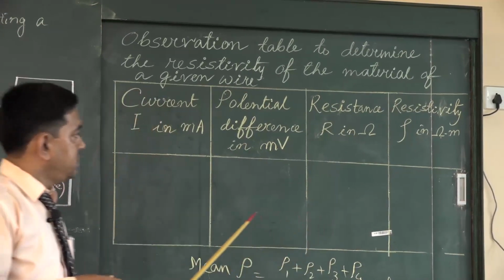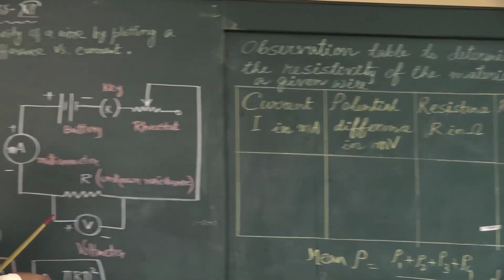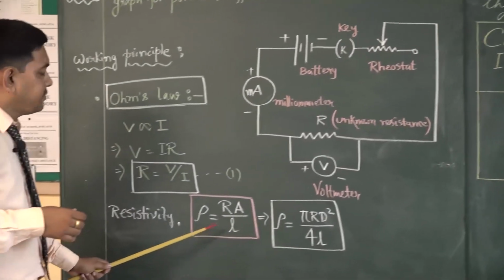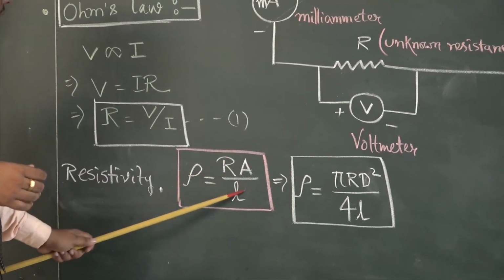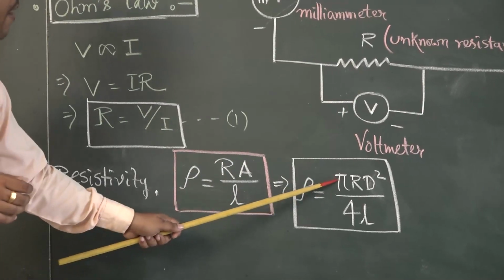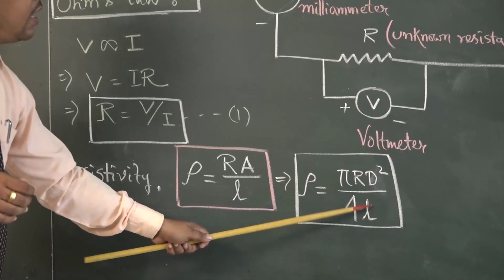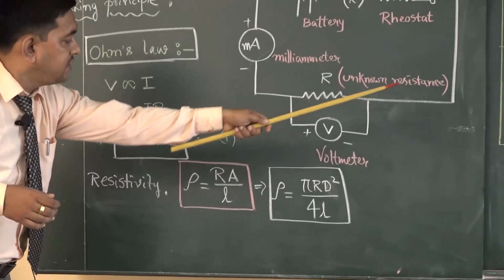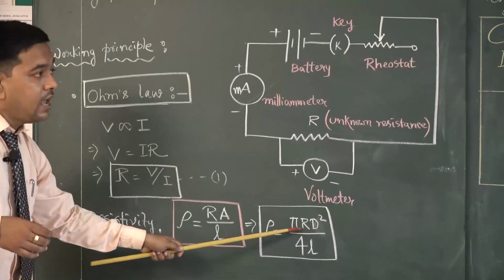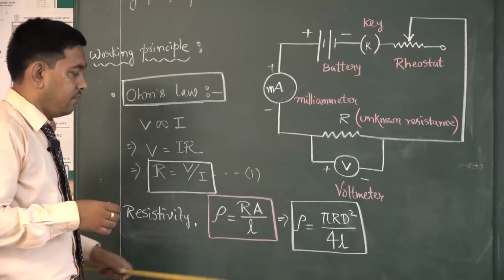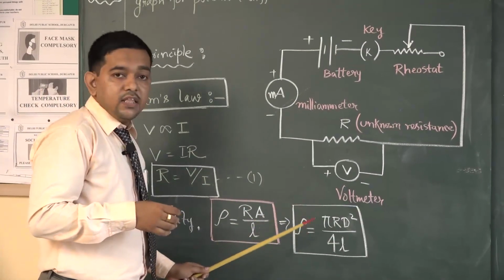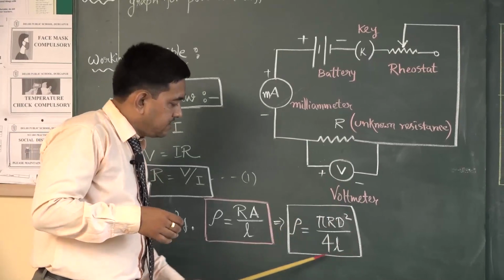After that, using this formula for finding resistivity, rho equals RA by L, or rho equals pi R d square by 4L, and using the value of R from the observation table, we can put in the values and find different values of rho. Now let me tell you one thing: for finding the value of rho, these are the parameters required.